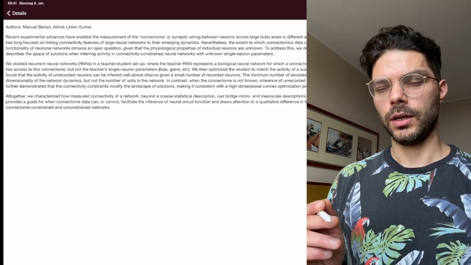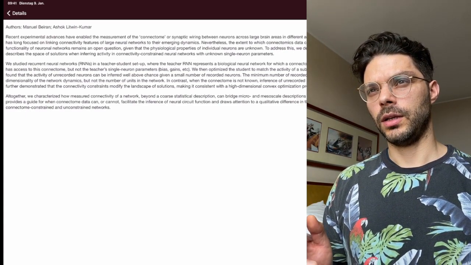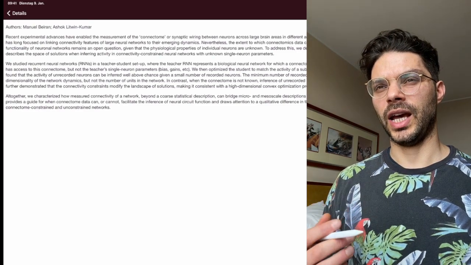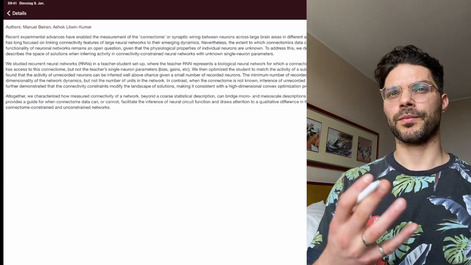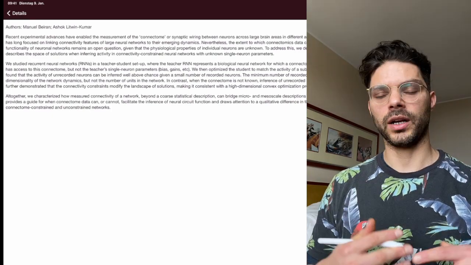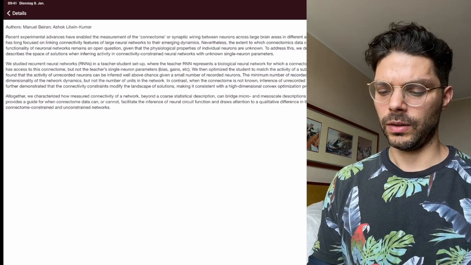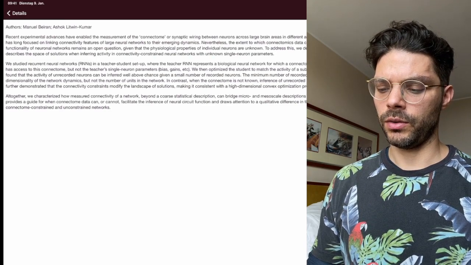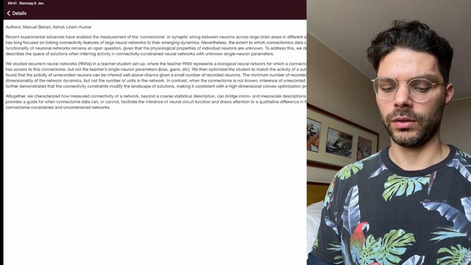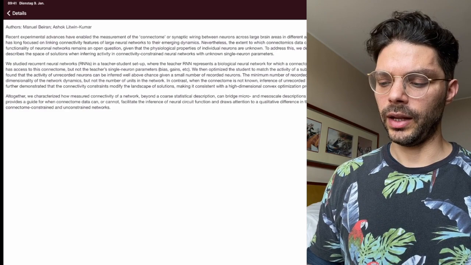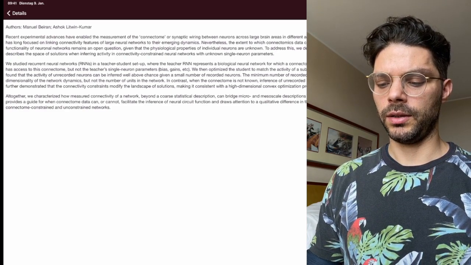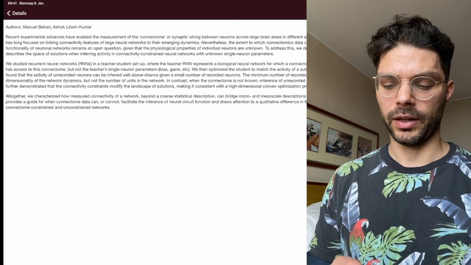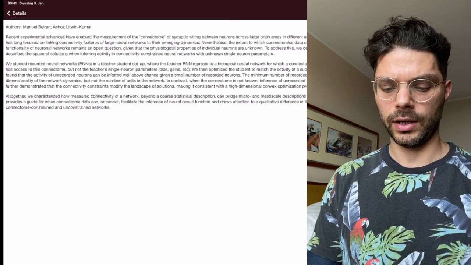Okay, so that kind of makes sense, because again, we've seen that what usually matters is the intrinsic dimension of the activity, not how many neurons are involved in it. When a connectome is not known, inference of unrecorded neurons is harder. Okay, and that's cool. We further demonstrated that connectivity constraints modify the landscape of solutions, making it consistent with a high-dimensional convex optimization problem. That's really cool, and I'm very excited to see that.